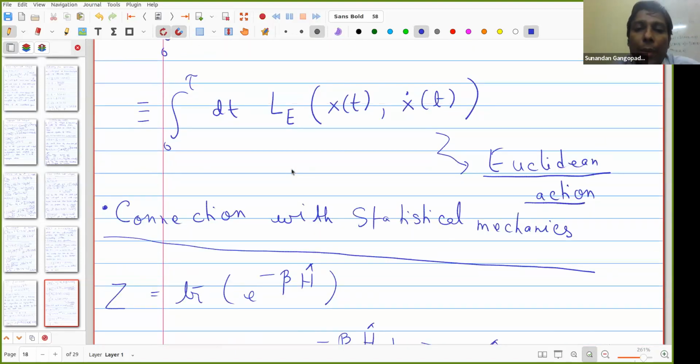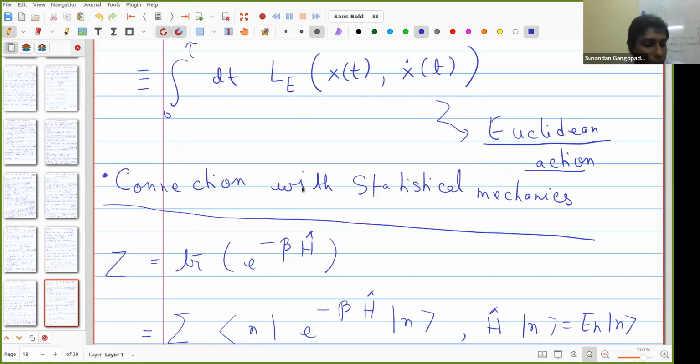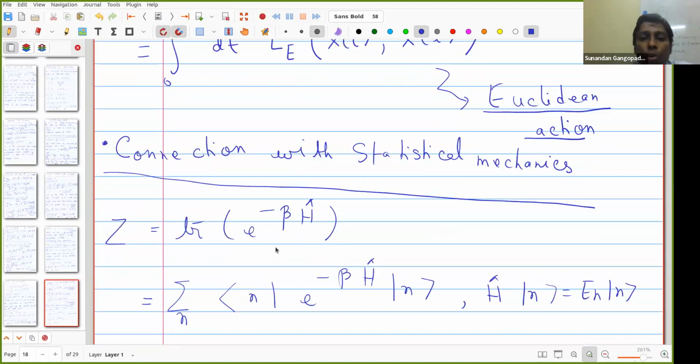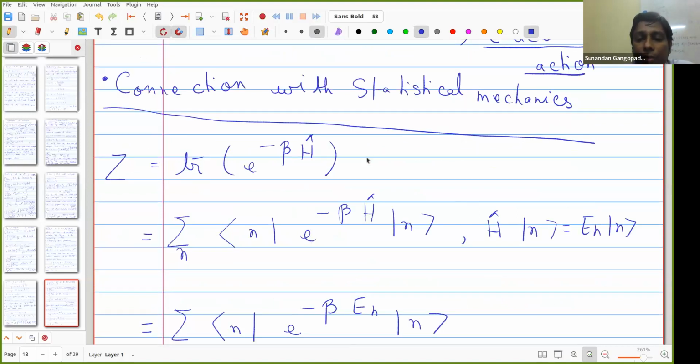We now make the connection of the path integral formulation in quantum mechanics, or rather a connection of quantum mechanics, with statistical mechanics. In statistical mechanics, the most important quantity that we are always after is the partition function. This Z is the partition function, and in quantum mechanics, we write down the partition function as the trace of e to the power of minus beta H hat operator. So this is the definition of the partition function in quantum mechanics.